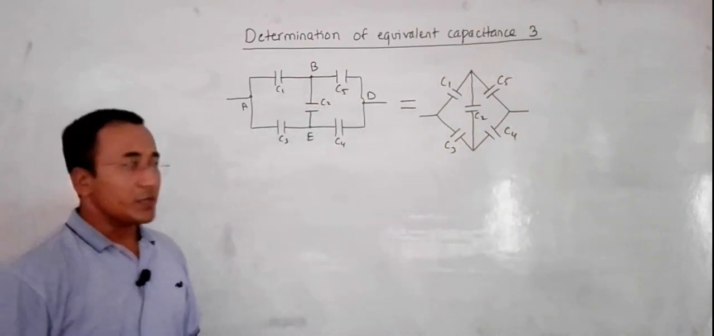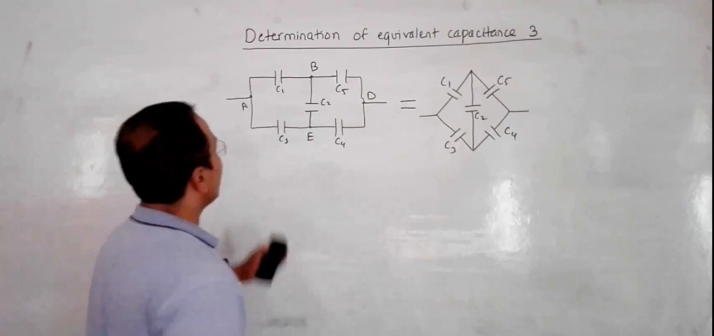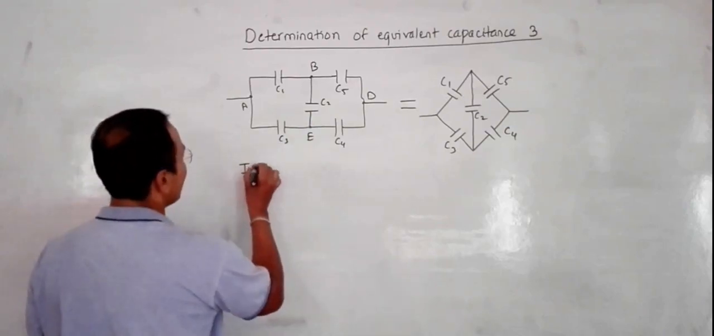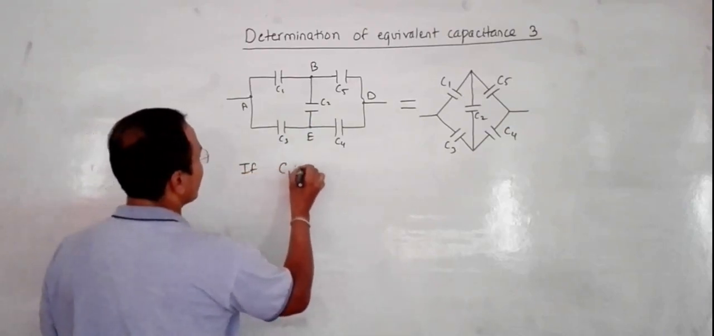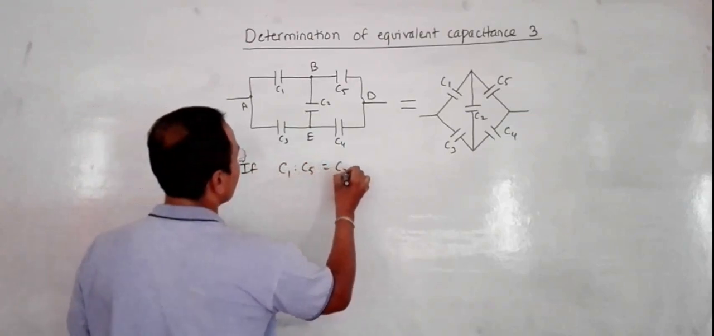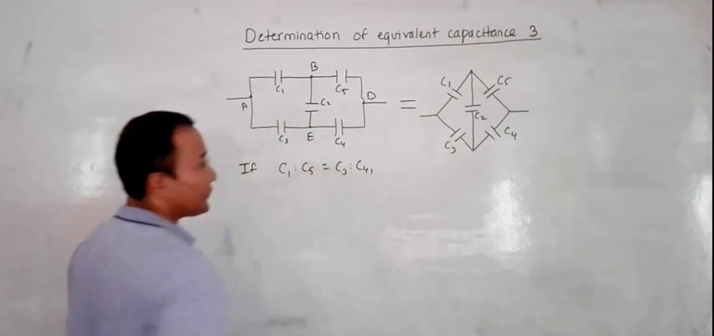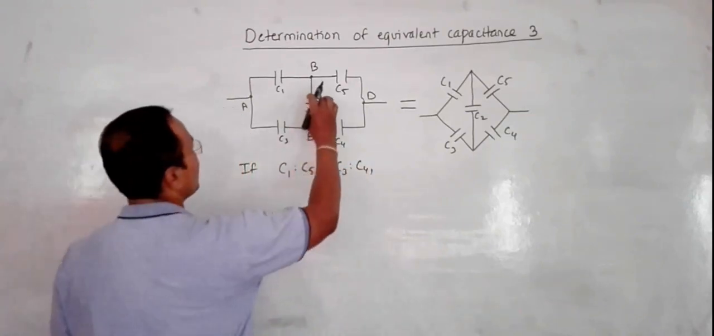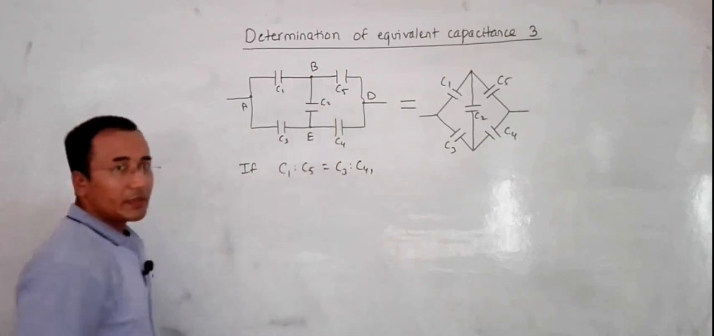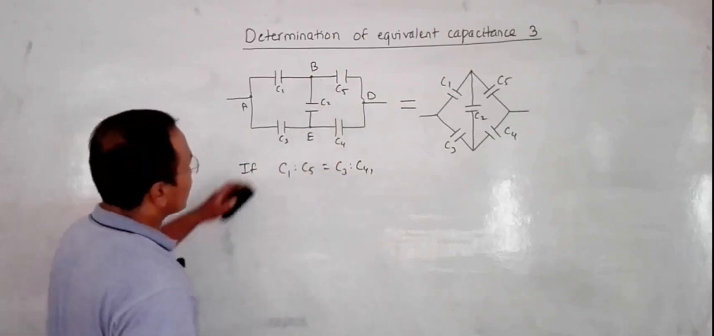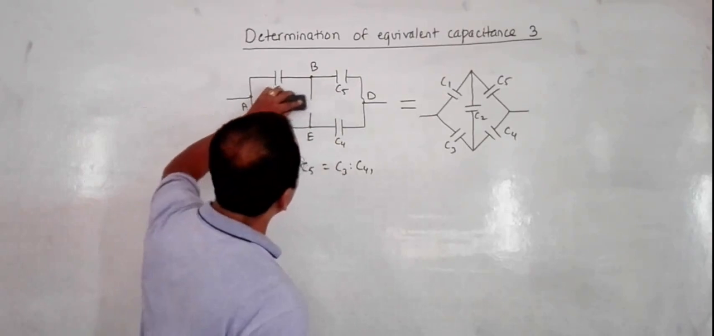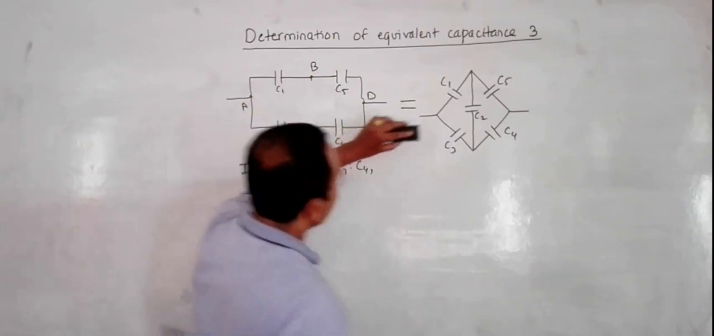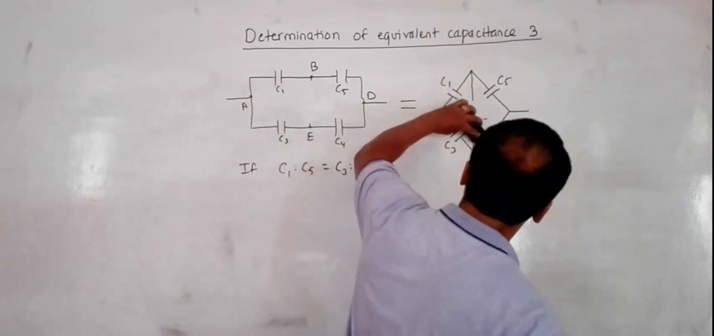Now as in a Wheatstone bridge, if we have by chance C1 is to C5 equal to C3 is to C4, then there will be no PD across here. So that means in such a case, this branch will be useless. This branch will be useless. So I can rub it away.